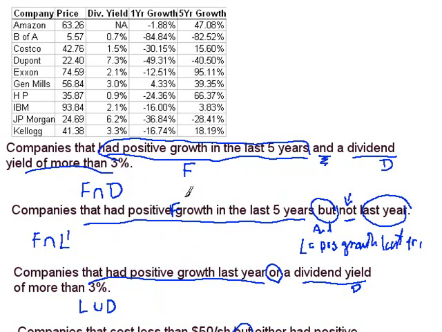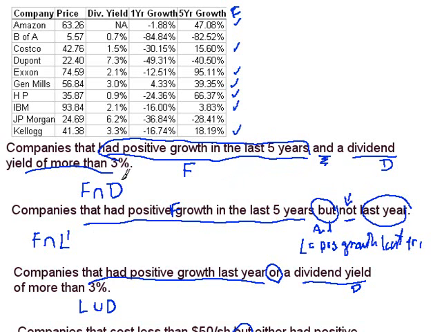Okay, so the first property dealt with the set F intersect D, where F was the companies that had a positive growth in the last 5 years. So let's set up a column here for F and check off which companies meet that criteria. Positive growth is pretty easy, it just starts with a positive and not a negative sign.